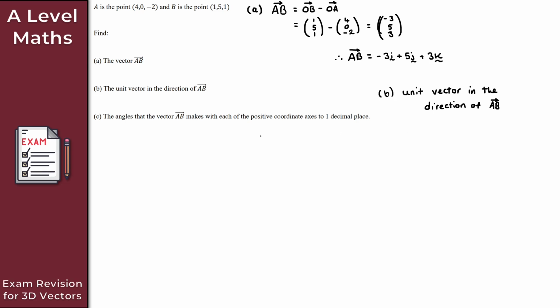So the magnitude here, let's do that over to the left here. So the magnitude of the vector AB then, nice and straightforward here, right? We have the square root. So we do minus 3 squared. So minus 3 squared plus 5 squared. So plus 5 squared plus 3 squared.